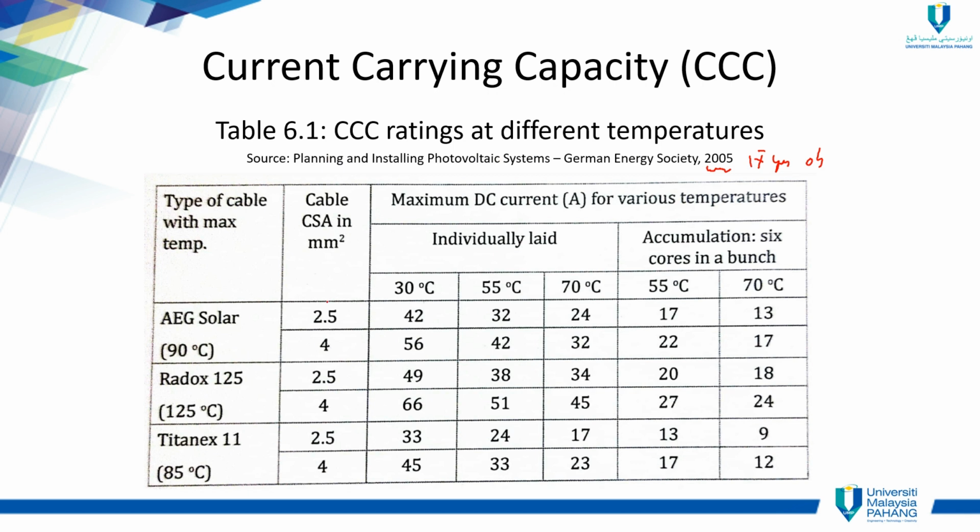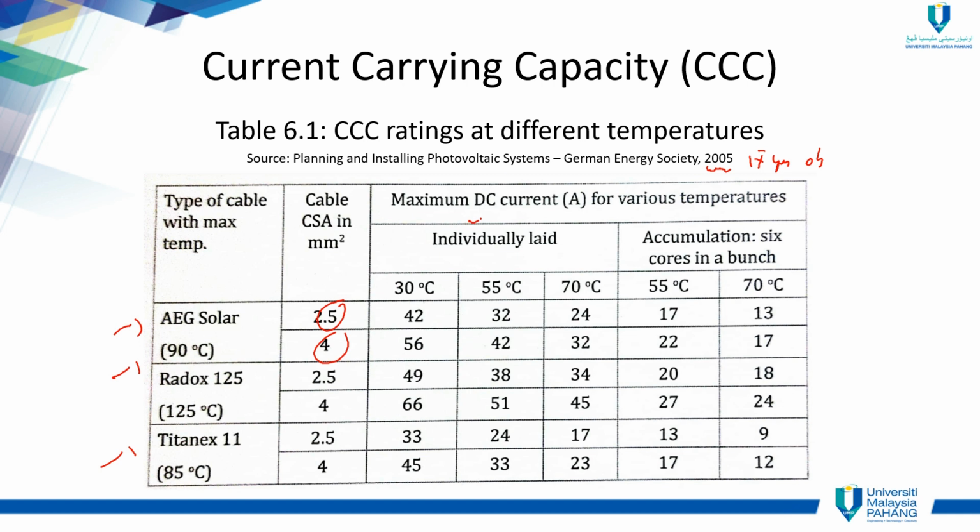For example, AEG Solar. Okay, AEG is a type of cable. I think brand also lah, brand. They have AEG Solar, they have the Redox 125, they have the Titanex 11. So there's the type of cable, type of cable and company also. Okay, cable CSA in millimeter square. We are focusing on the 2.5 and 4.